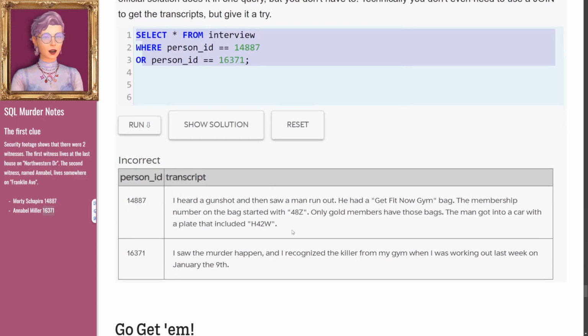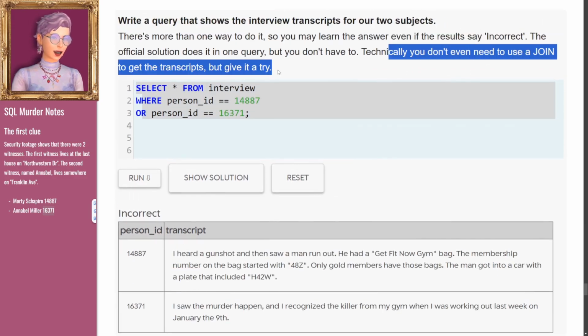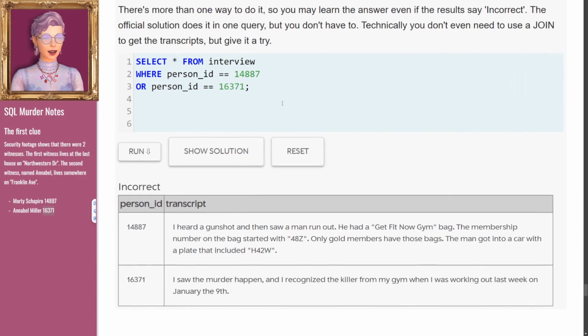That didn't use join though. I mean, this is the correct answer. Oh, which it says right here. I don't need to use join to get the correct answer. Well, I guess let's give it a try.